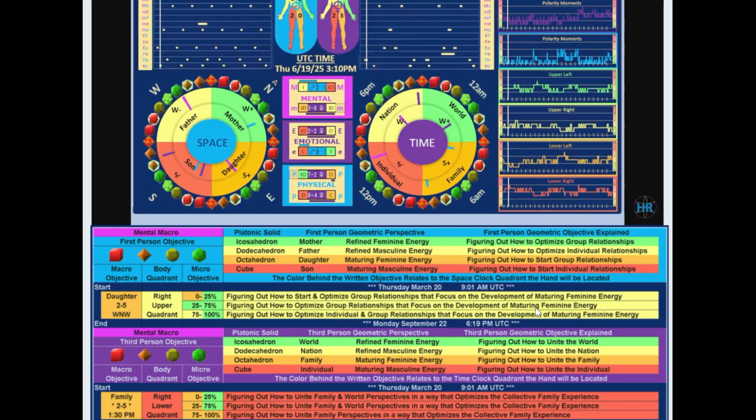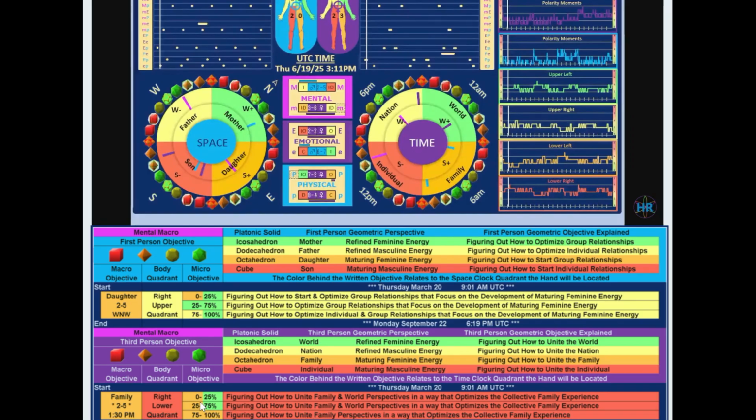So the development of maturing feminine energy, that's the macro objective. The micro objective is this right here, the icosahedron, refined feminine energy, right? Figuring out how to optimize. So not only are we starting groups, but during this phase of 2025, we should be working on optimizing the groups that we've started. Okay, now we're going to connect this into the time objective as well.